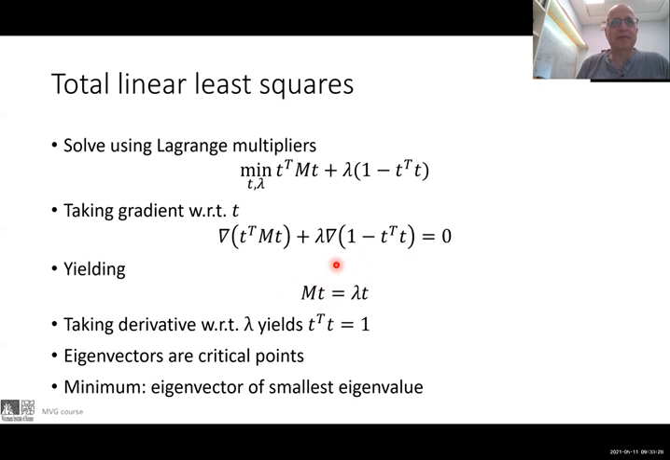And so the gradient with respect to T of the Lagrange optimization expression gives you MT equals lambda T, which shows that T must be an eigenvector of M. Now, there are a few eigenvectors. In this case, there should be 2 eigenvectors, right? Because this is a 2x2 problem. In general, the eigenvectors are critical points, and the one that minimizes this equation will have the smallest eigenvalue.